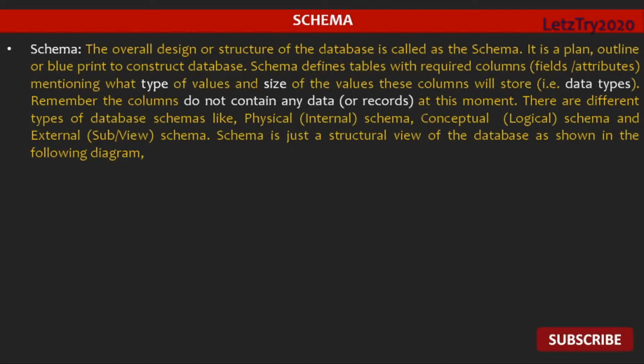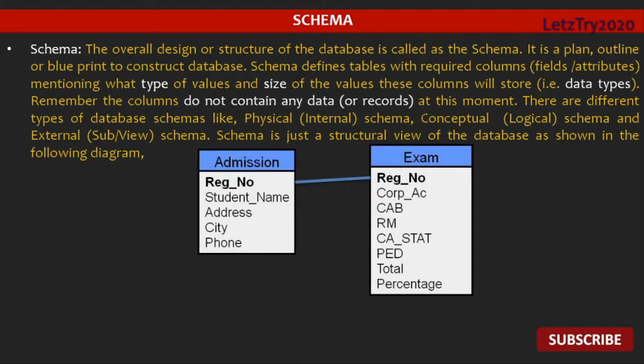There are different types of database schemas like physical or internal schema, conceptual or logical schema, and external or sub or view schema. Schema is just a structural view of the database as shown in the following diagram. The diagram shows admission table and exam table having one-to-one relationship. Note that we see only fields of both tables and not the records.